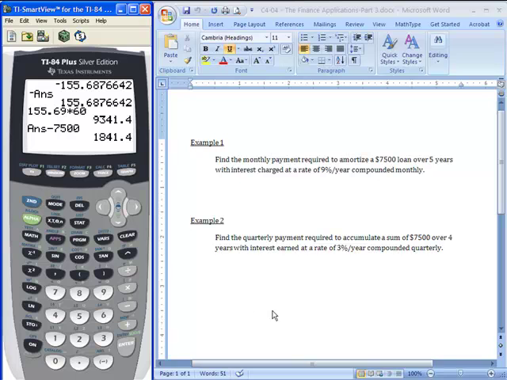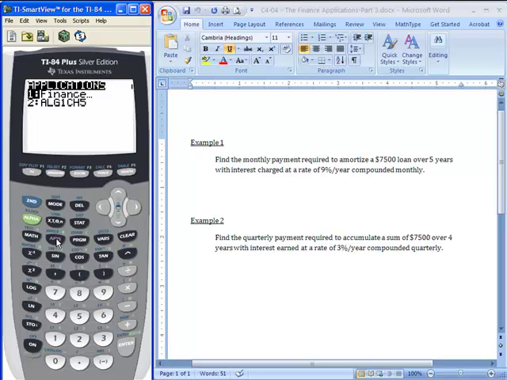All right, let's also take a look at example 2. Here we're asked to find the quarterly payment required to accumulate a sum of $7,500 over 4 years with interest earned at a rate of 3% per year compounded quarterly. So we've decided, for whatever reason, we need $7,500 4 years from now. And we want to figure out how much we could put away 4 times a year, once every quarter, to eventually earn that. So let's go into our TVM solver.